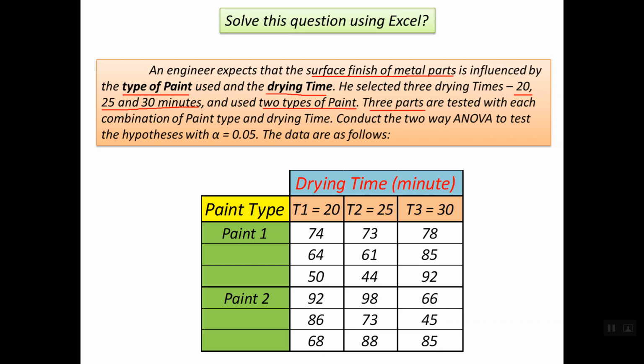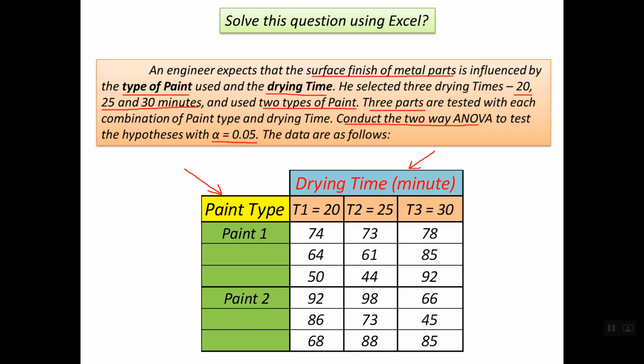What is needed is to conduct the two-way ANOVA, of course, by using the Excel to test the hypothesis. The value of the significance level is 0.05. The data are as follows. So let's understand the table here before starting the solution. We have here two factors. The first factor is the paint type, and the second factor is the drying time. So we should use the ANOVA analysis for two factors.